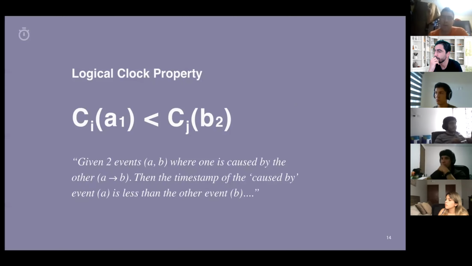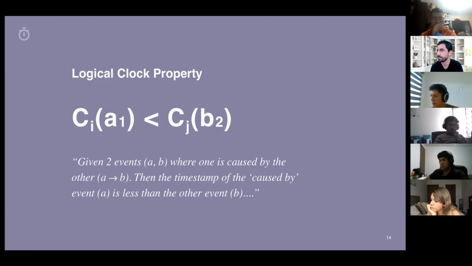As you can see here, we have this formula that explains that order in a proper way. Given two events, in this scenario event A and event B, one is caused by the other. In this scenario, A is causing B. Then the timestamp of the cause is less than that of the other event. It's saying that the timestamp is going to be sent from event A to event B. This could be really confusing if you look just at the formula, but it's going to be really clear once we start with some examples.